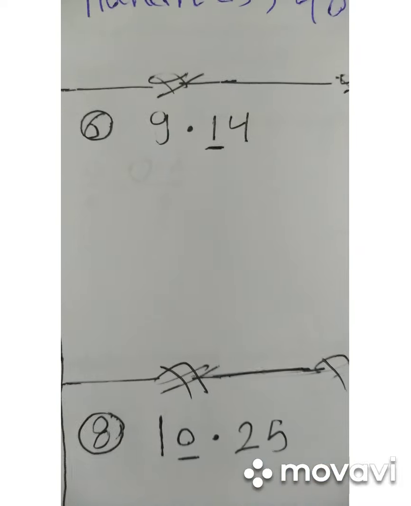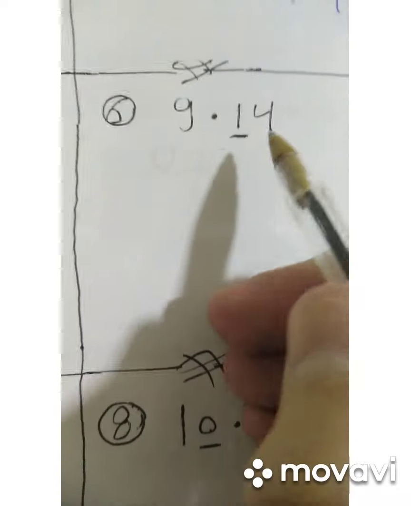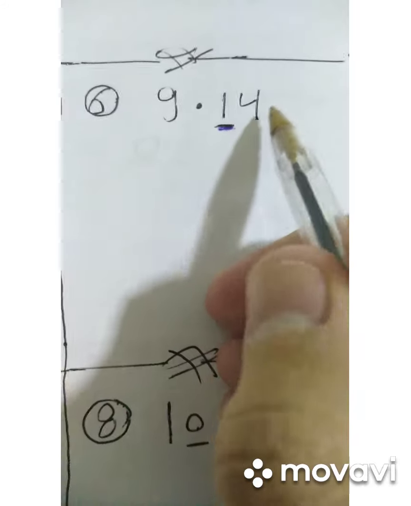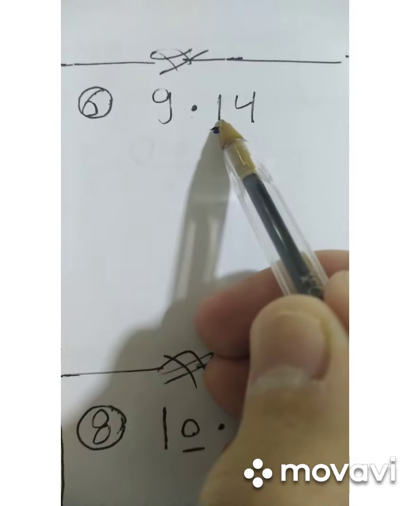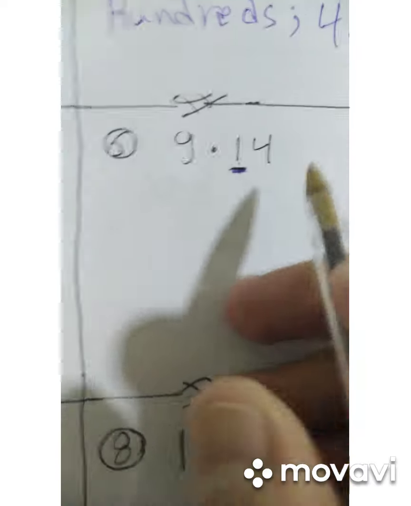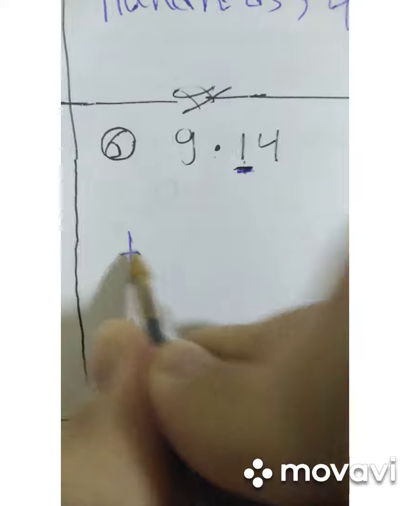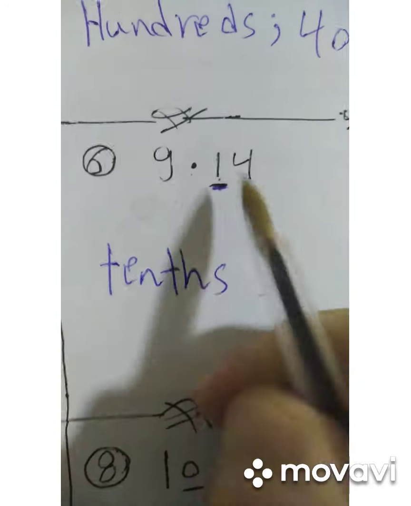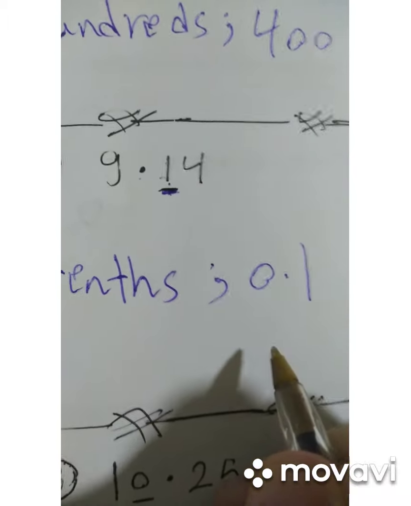Number 6. 9 and 14 hundredths. The underlined digit is 1. What is this place? We know it: the first place after the decimal is called tenths. So, the place of 1 is tenths. What is the value of 1 in tenths? Yes, 1 tenth.